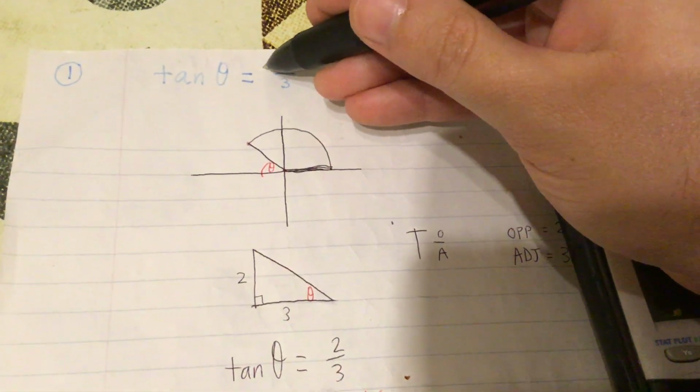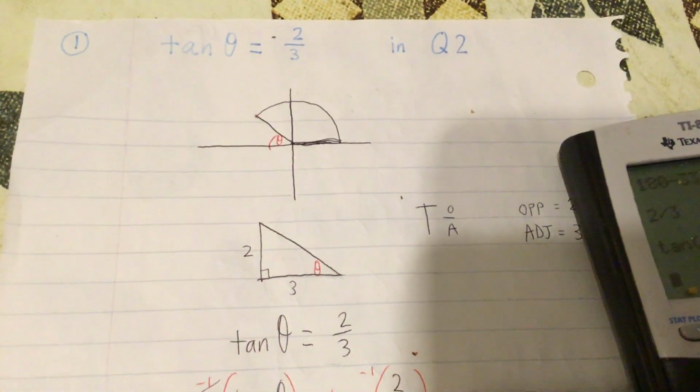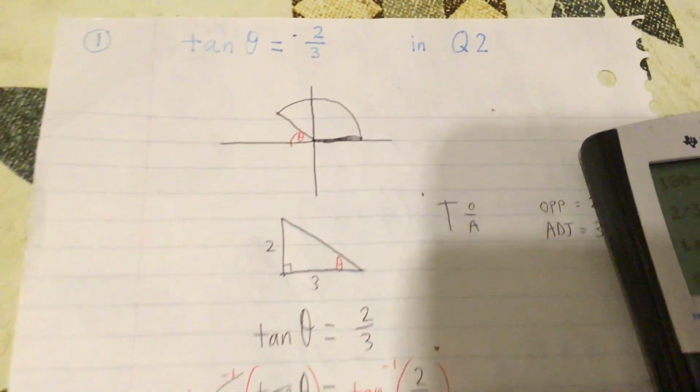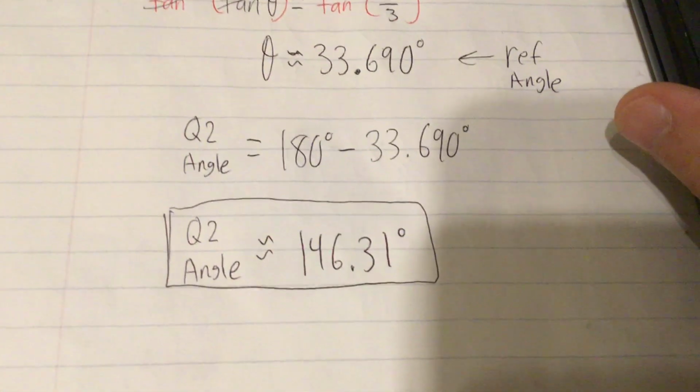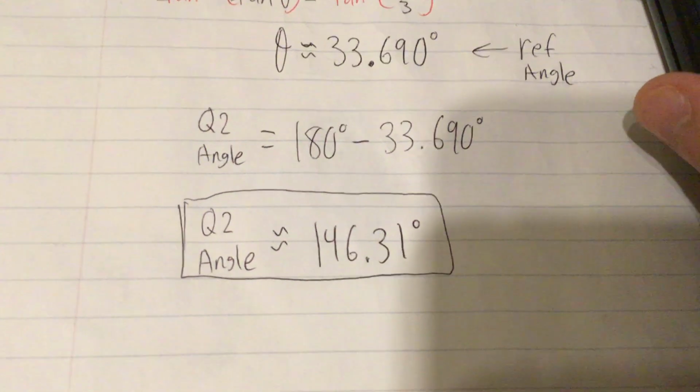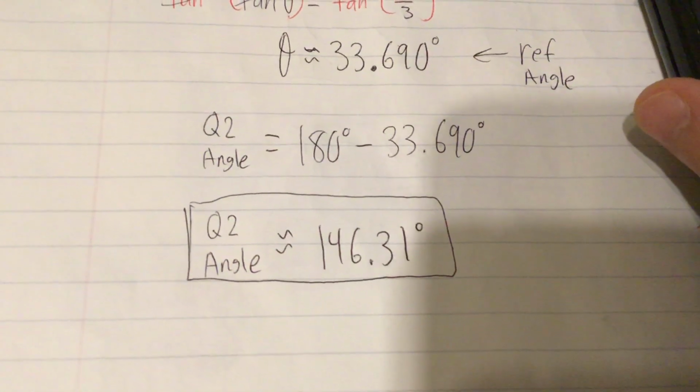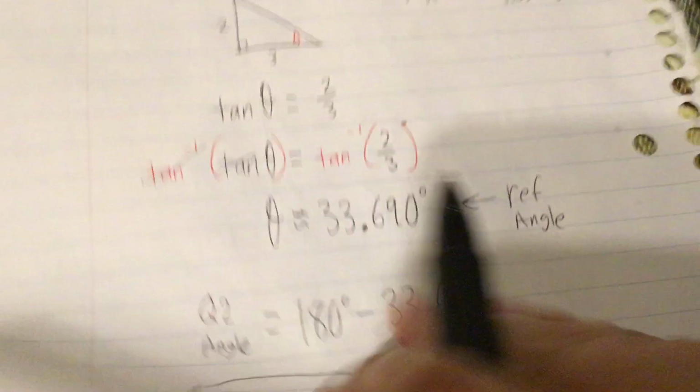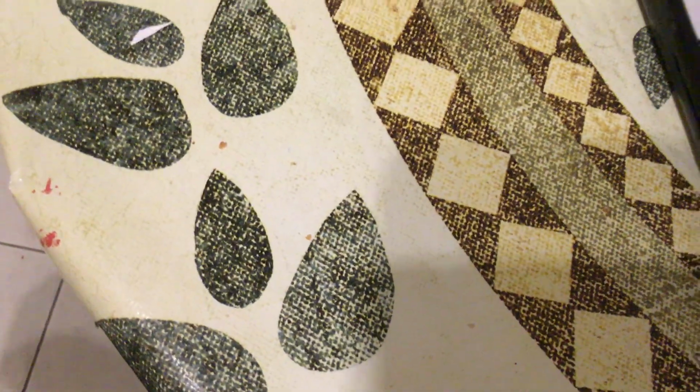So I should have said right there in the beginning. So yeah, in other words, we're in quadrant 2. So this quadrant 2 angle is 146.31 degrees. Okay, so that takes care of problem number 1. Let's move on to problem number 2.